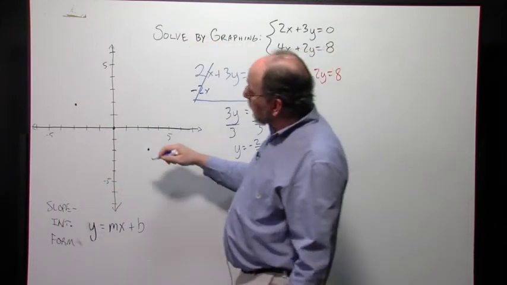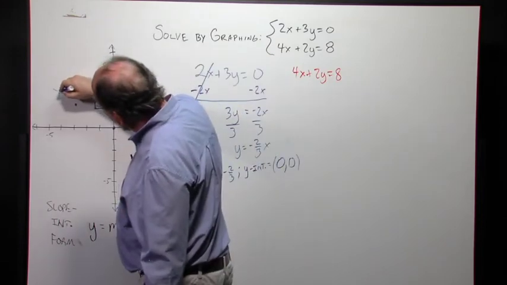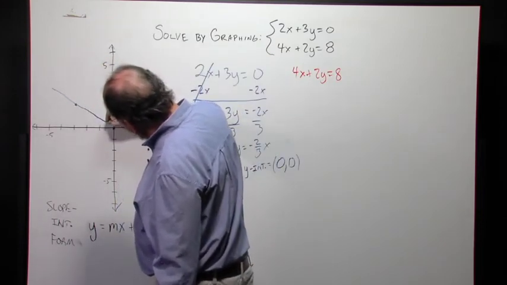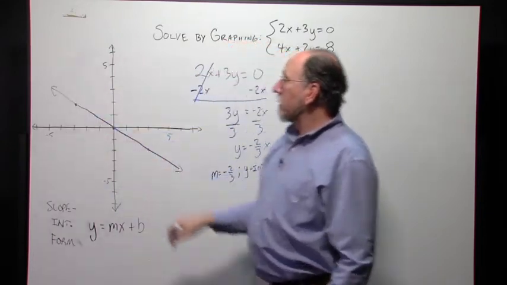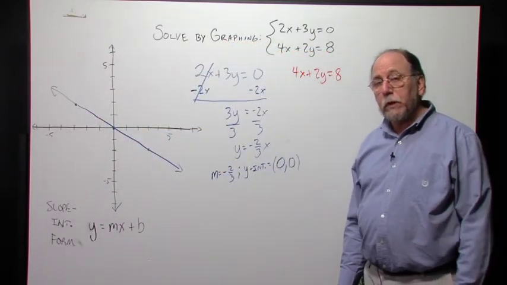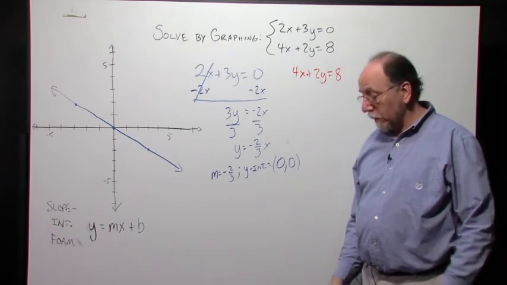So we've got 3 points now. It's easy to draw that line. I'm sorry, I'm covering the graph there so I can make it look good. All right, looks like that. So that's one of the lines.